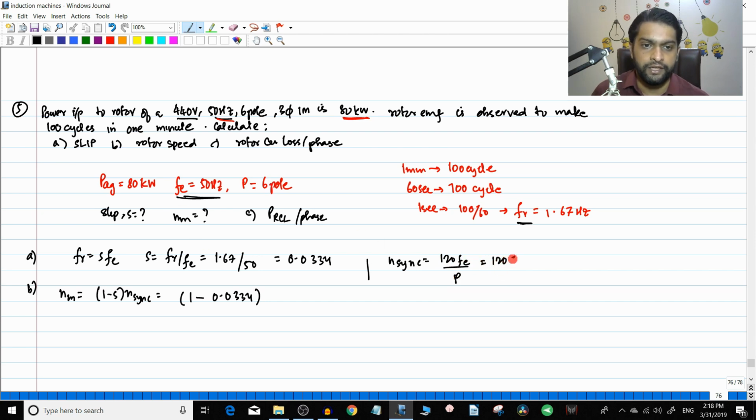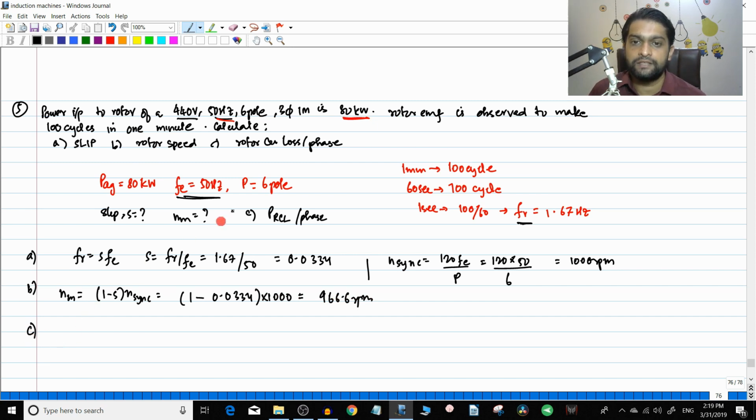So it is 120 into 50 divided by 6. So that value will be equal to 1000 RPM. This is 1000 RPM, so that value we can substitute here. So this is into 1000. So the value is 966.6 RPM. So that is the NM value.